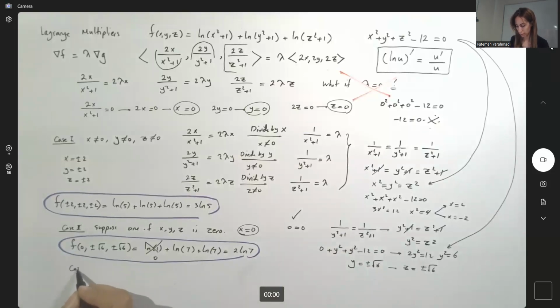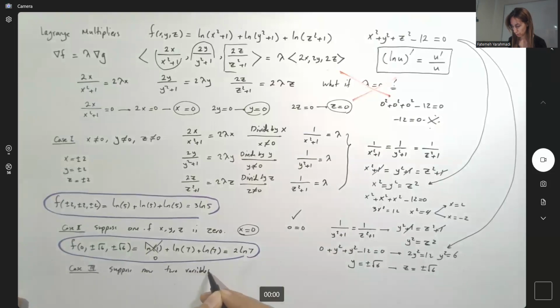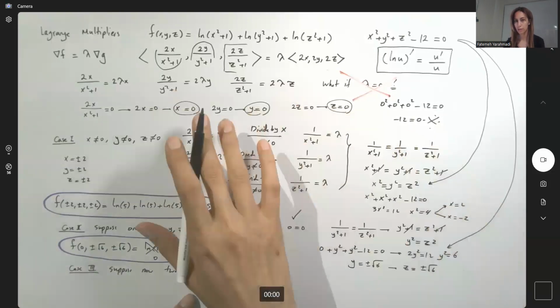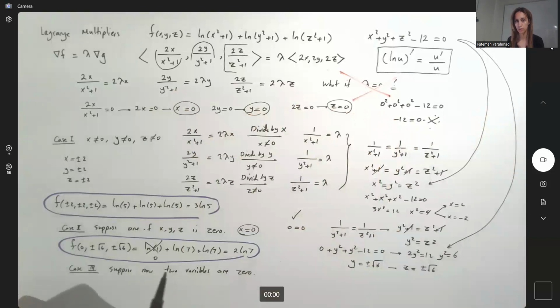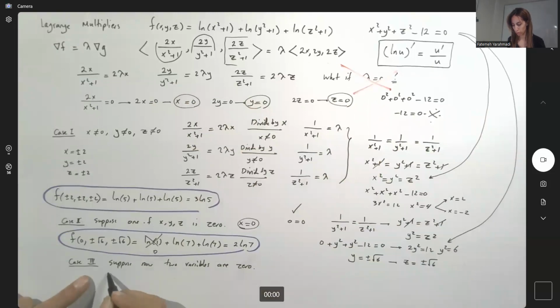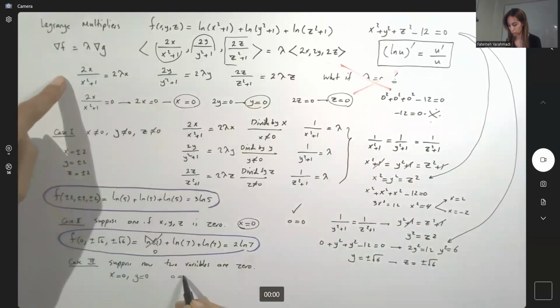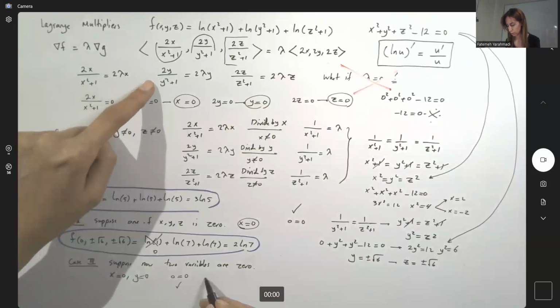Now, case number 3. In case number 3, assume two of these variables are equal to 0. Suppose now two variables are 0. We know that all of these cannot be 0 at the same time because of the contradiction. So we need to eliminate cases one by one. So suppose two variables are equal to 0. X is 0, y is 0. Check out the fractions that we have. 0 is equal to 0. No issue there. 0 is equal to 0.